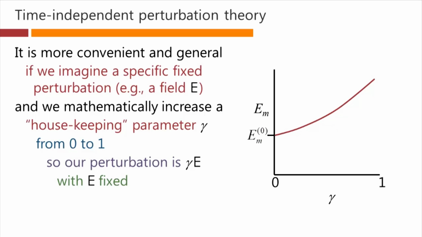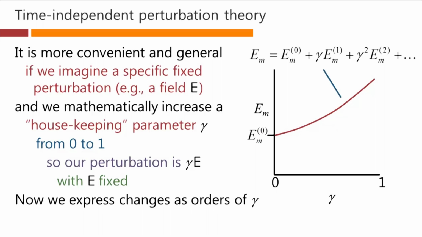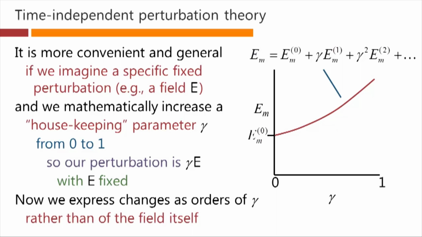And E, we said, we imagine is actually fixed, and this is just a mathematical parameter that we're looking at here. So now we can express changes as orders of gamma, gamma to the 1, gamma to the 2, and this one incidentally would correspond to gamma to the power 0, rather than changes that are in the field itself. So this is merely a mathematical change compared to what we were thinking about previously. But this is the way that perturbation theory is typically written down, even if at the moment it seems somewhat unnecessary to make this mathematical change.